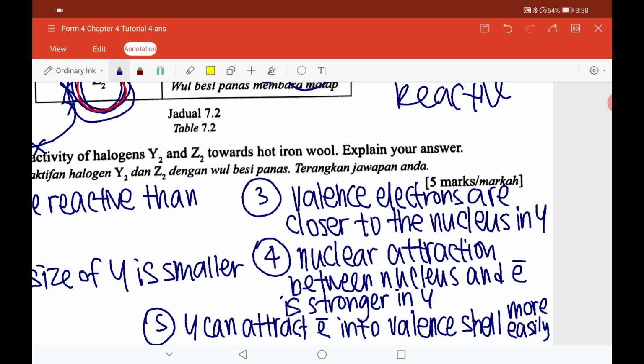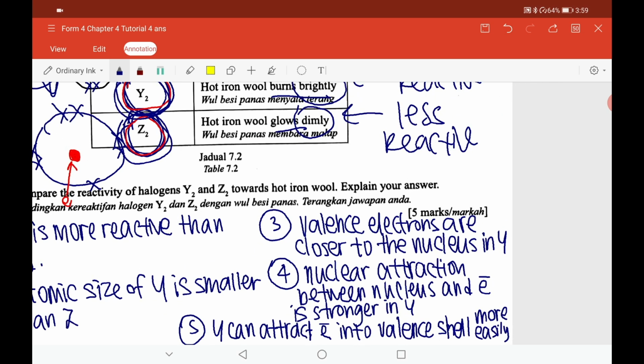For group 17, the more easily they attract, receive, or gain electron, the more reactive they are. I repeat, group 17 want to receive one valence electron to be stable. The more easily the electron is received, the more reactive it is. Group 1 is the opposite: they want to donate electron to be stable. The more easily they donate electron, the more reactive it is. That is what you need to know.